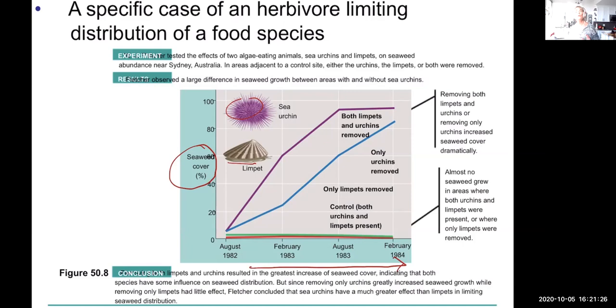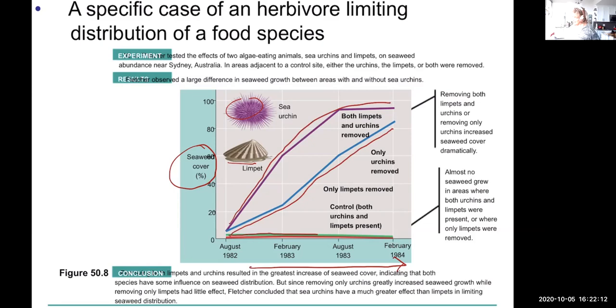So reading this, it's called a removal experiment. What happens to seaweed if both urchins and limpets are present? That's the control. The control is such that the seaweed is about the same. It doesn't really vary over that time. If you remove only limpets, then you get this green line. If you remove only urchins, you get this blue line. And if you remove both, you get this purple line.